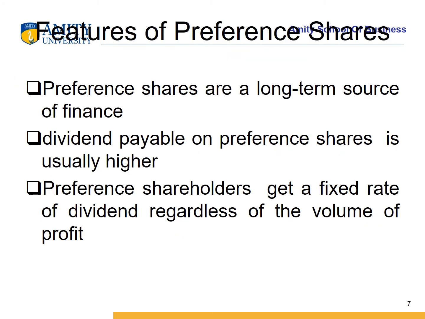Therefore, if we look at the features of preference shares, we find that preference shares are a long-term source of finance, and usually the dividend paid on them is higher than the interest paid to the debenture holders. Preference shareholders will always get a fixed rate of dividend paid regardless of the volume of profit earned by the company.